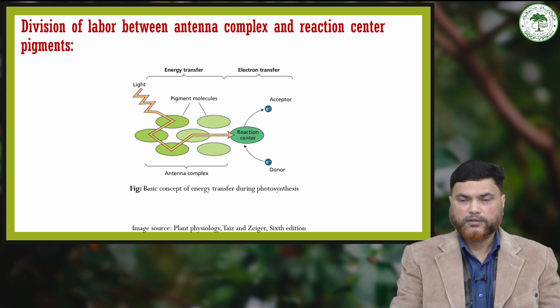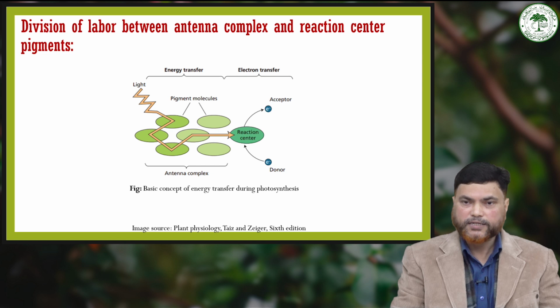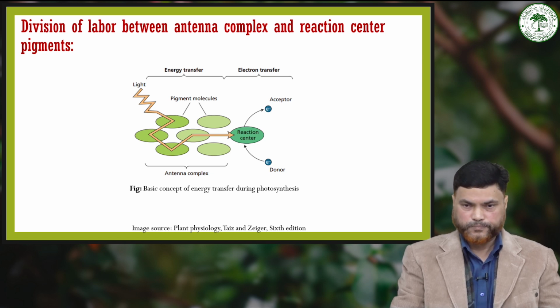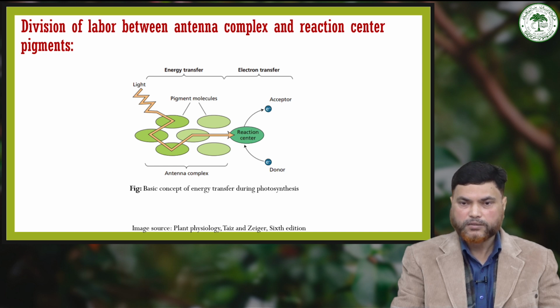Antenna complex, that is light harvesting complex, basically captures light energy and transfers it to the reaction center by a process called resonance energy transfer, and its size varies from 200 to 300 chlorophyll molecules per reaction center in higher plants. The two photosystems are spatially separated in the thylakoid membrane. PS1 is located mainly in the stacked appressed regions of thylakoid membranes.